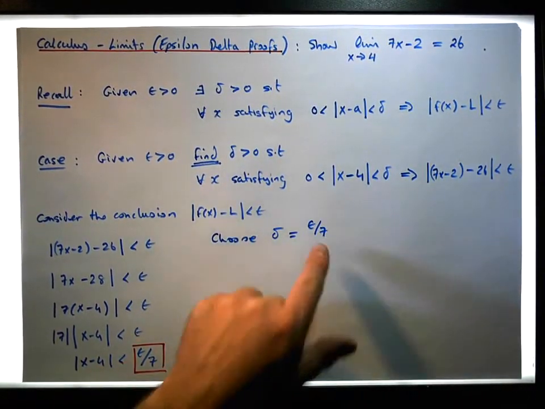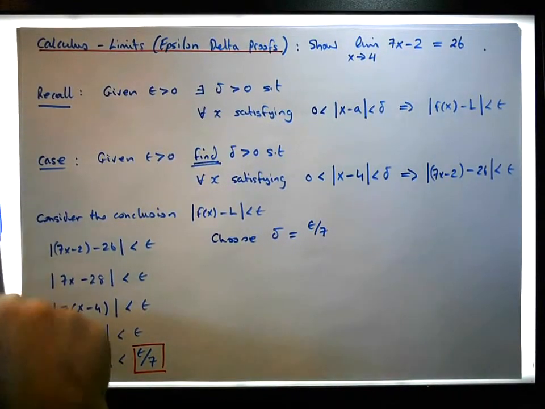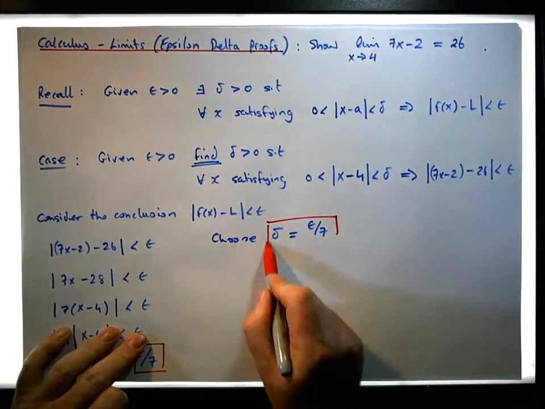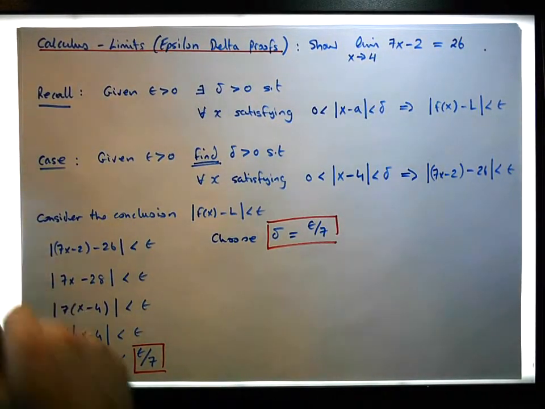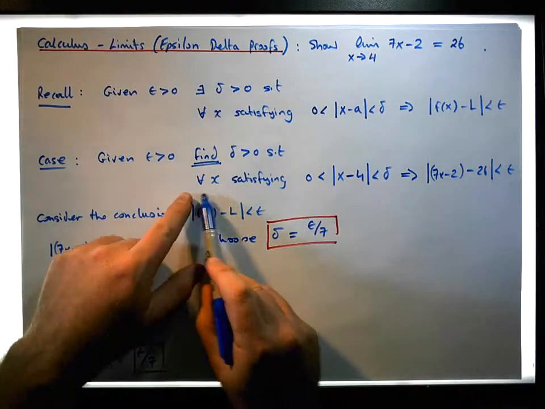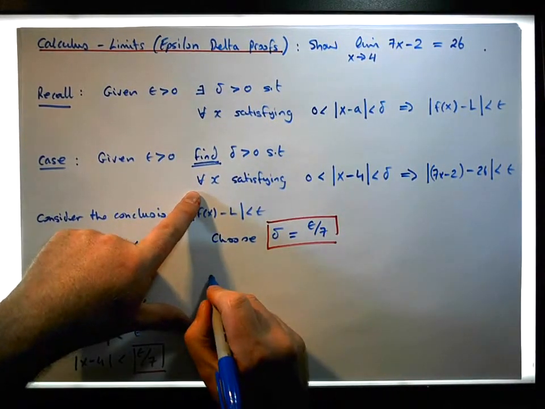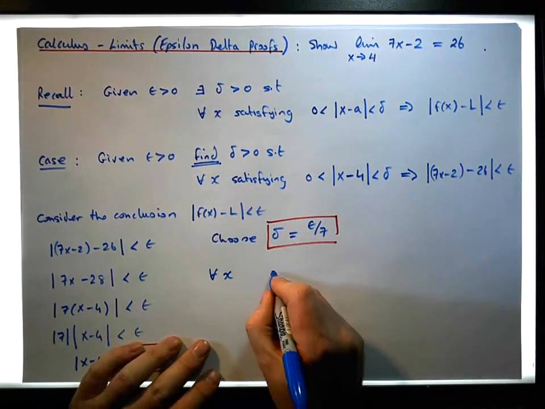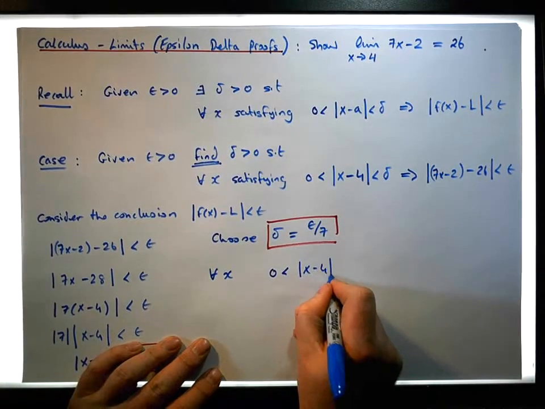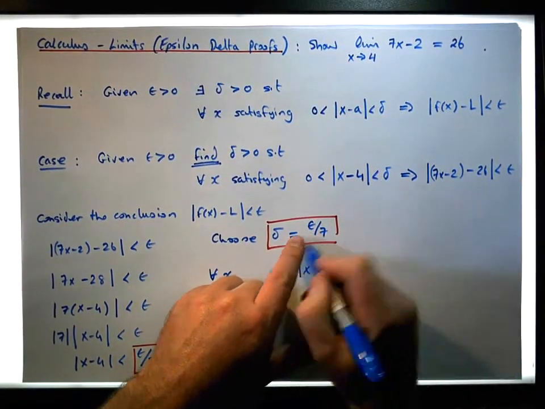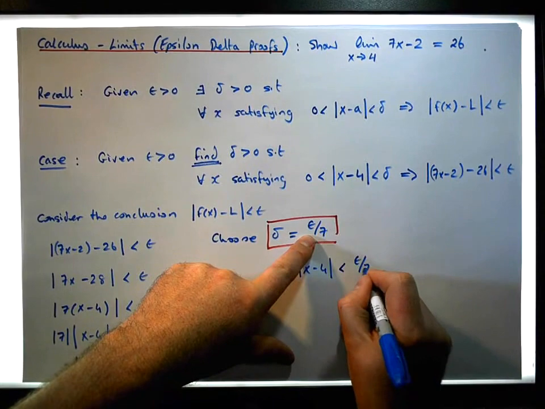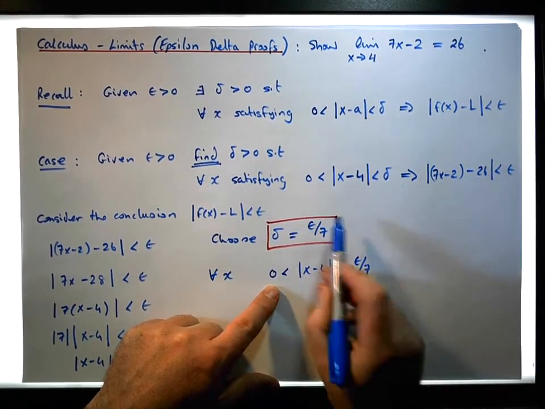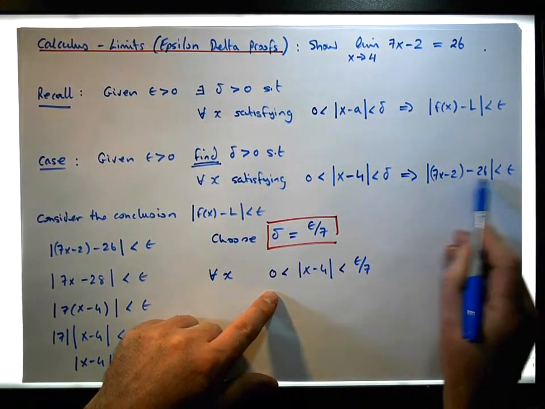So we've just found it. That's what we've just done here. This particular journey was just to find an appropriate delta. So let's say that we choose delta to be equal to epsilon over 7. Now what we need to show is that for each and every x satisfying this condition, 0 is less than the absolute value of x minus 4 is less than delta, where delta is now epsilon over 7, this premise implies this conclusion.